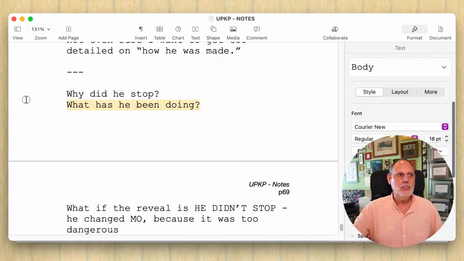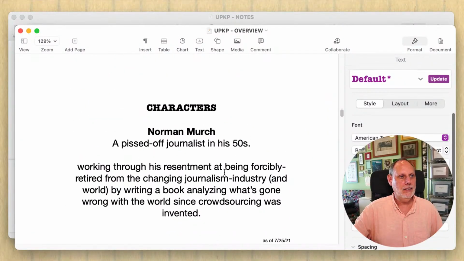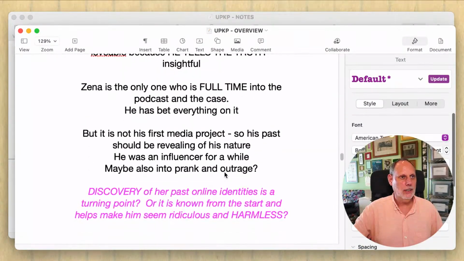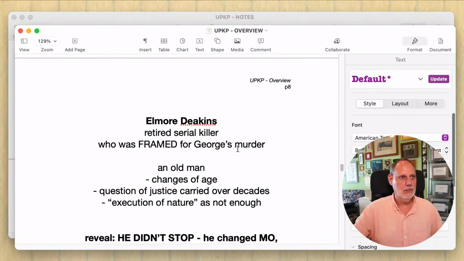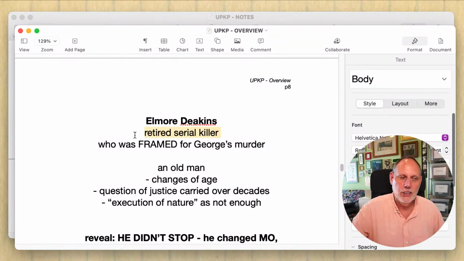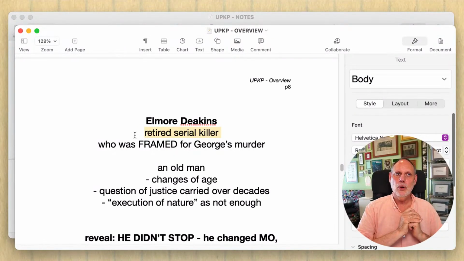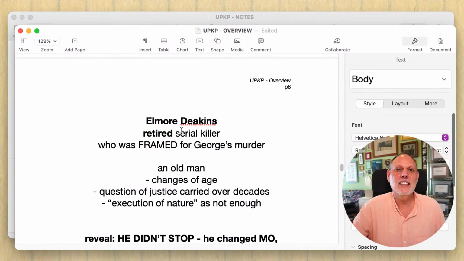And then I got to another question because I was looking at the overview and I got to this character, Elmore Deacons, and I wrote a retired serial killer. And then I thought, retired? Well, why did he stop? And what has he been doing since? Because retired serial killer, that's something you don't see a lot of. That's something that makes this show different.